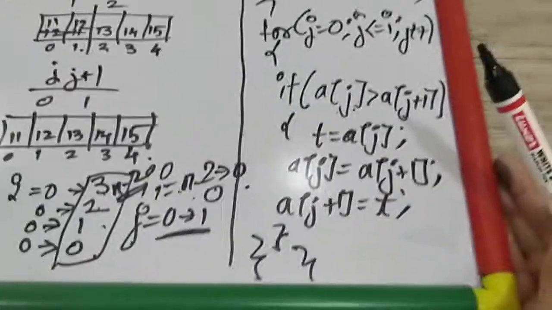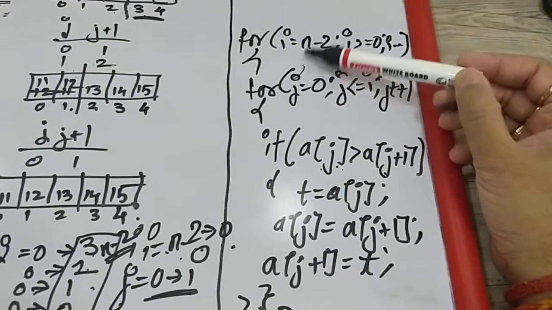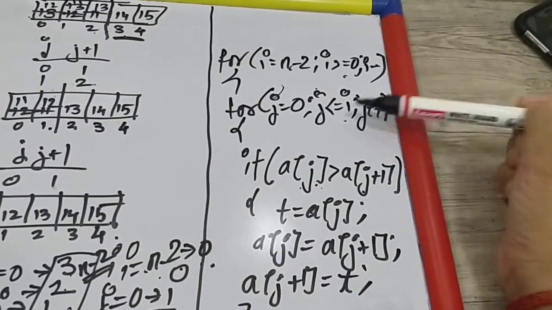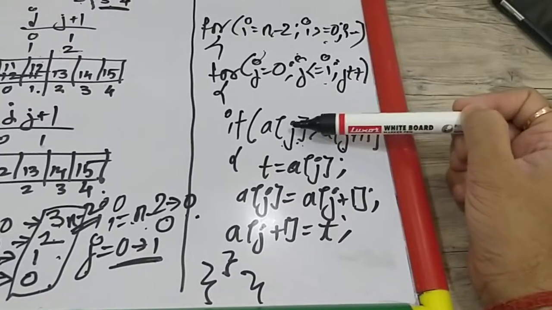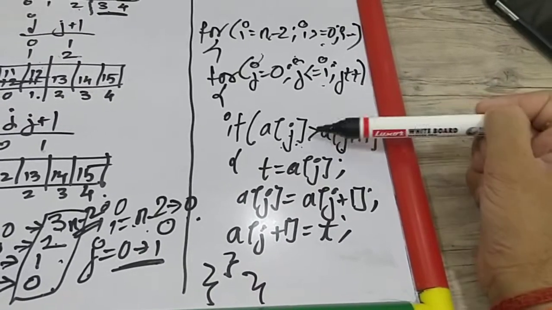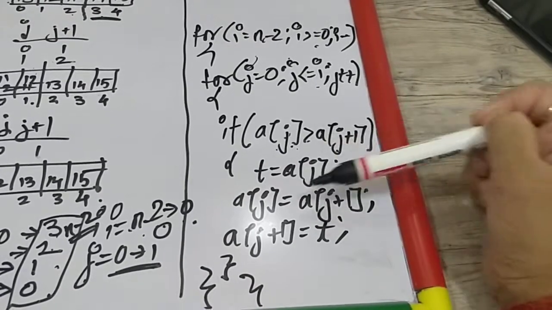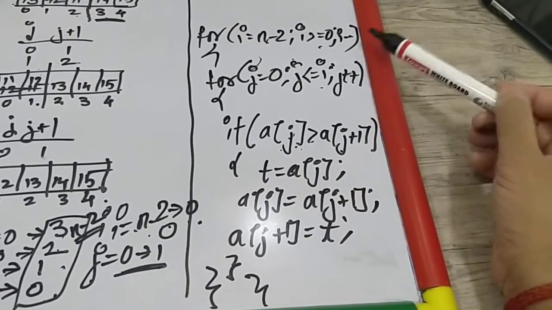This will help me create a for loop. i goes from n minus 2 to 0, i minus minus, j goes from 0 to i, j plus plus. If any element, jth element, is found greater than the element to its right, that is j plus 1, we will swap it. So this is the working, we'll see the program.